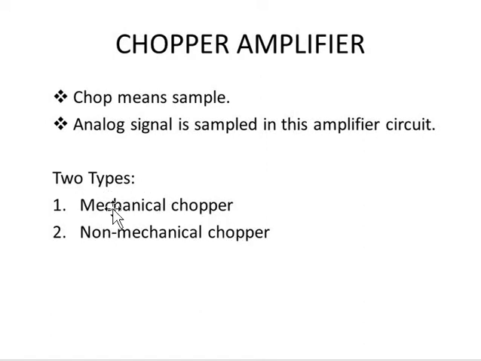Mechanical in the sense this chopping is done using a mechanical switch, and non-mechanical in the sense this chopping is done using a non-mechanical switch. Non-mechanical switch in the sense there won't be any physical activity, whereas in this mechanical chopper there is a physical activity. Let me repeat once again, mechanical chopper, from the name itself you can understand that some physical action has to happen in that chopper. Non-mechanical chopper, there won't be any physical action. Next we are going to discuss the mechanical chopper.